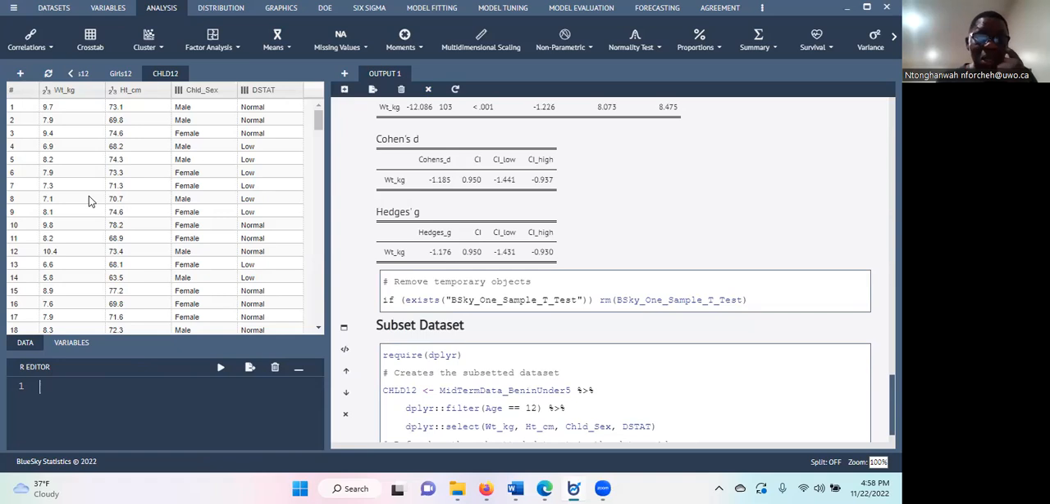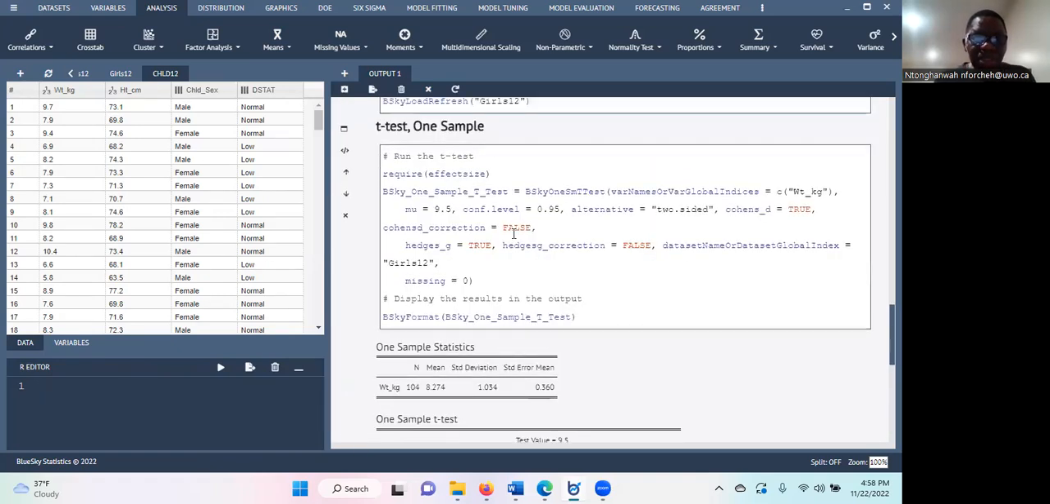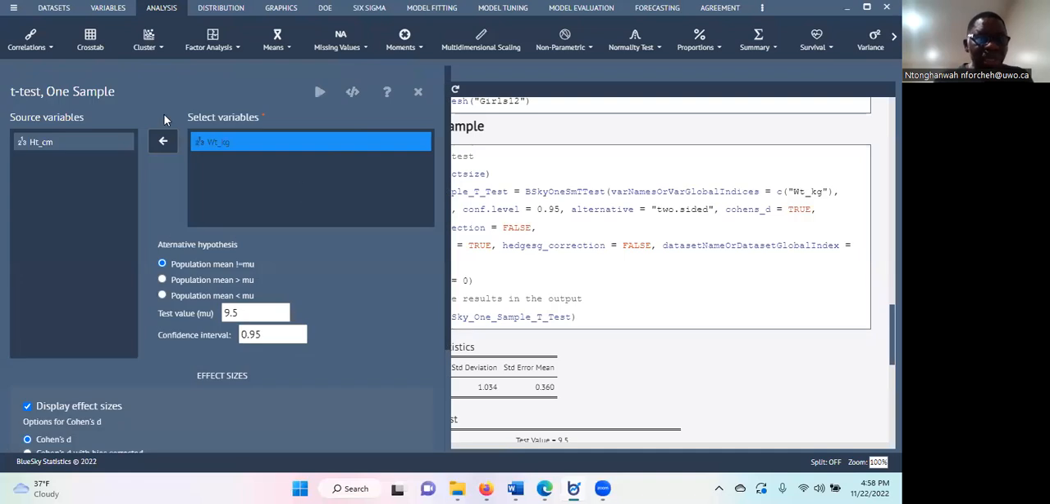When we did the 1-sample test, we asked: is the weight of these children consistent with children who come from a population with a mean weight of 9.5 kilograms? We assume that the weights are normally distributed. That's a very important assumption under this test. We're saying if the weights are indeed normally distributed, are these children consistent with children from a population where the mean weight is 9.5 kilograms?